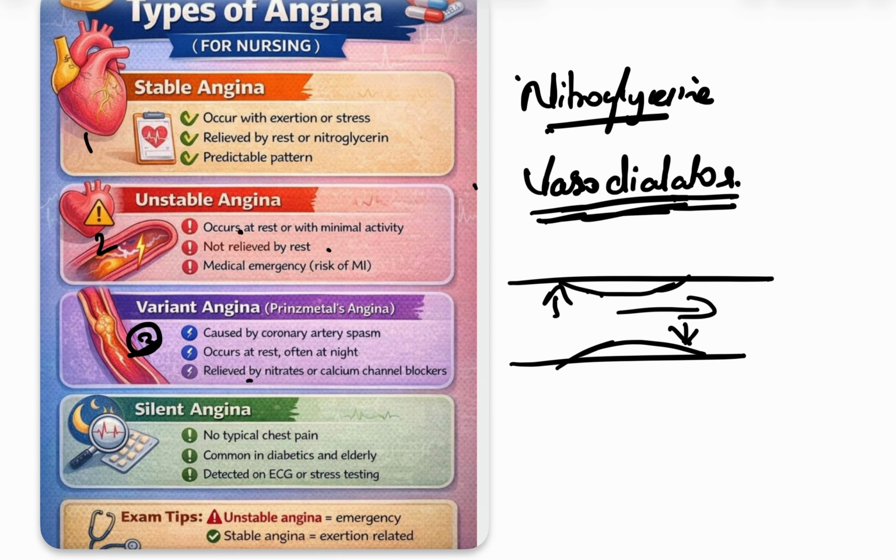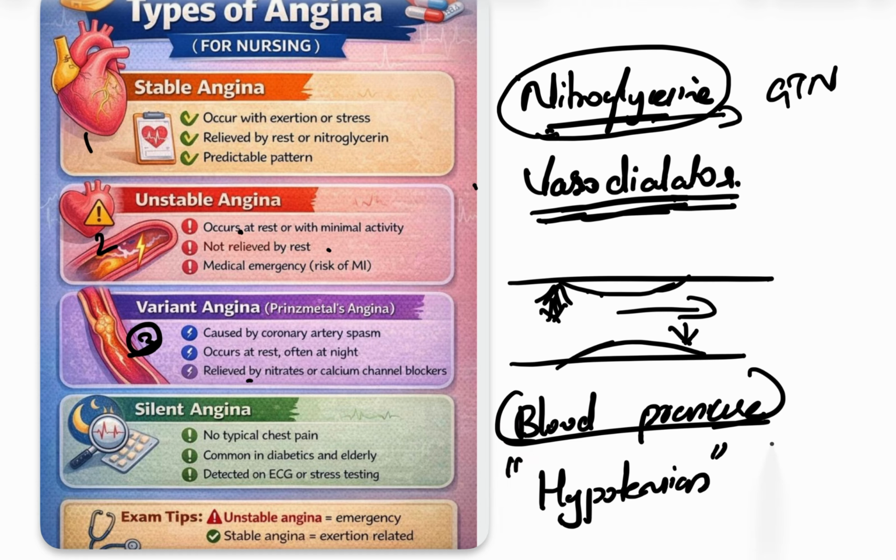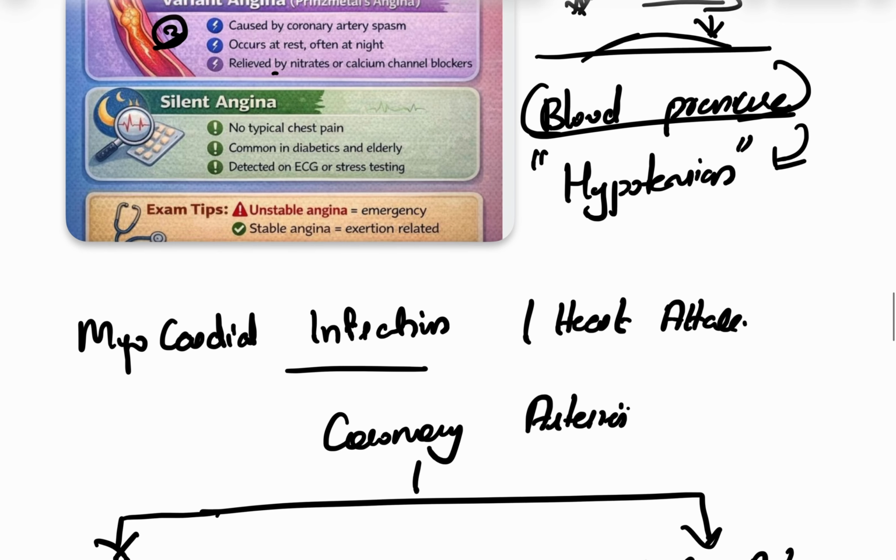One of the most important nursing managements for a patient who gets nitroglycerin is, if you are administering a GTN spray or nitroglycerin, it's very important to assess the blood pressure of the patient, because there is a vasodilation happening and there is a risk for hypotension. So it's very important to check if the patient has hypotension immediately after administering the GTN spray. Remember, the GTN spray is a vasodilator and it can cause hypotension for a patient.